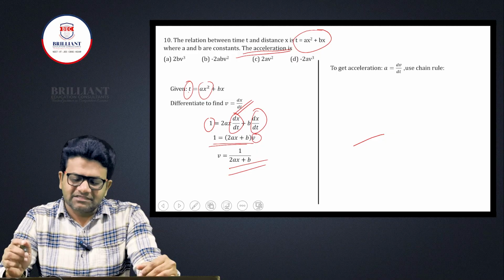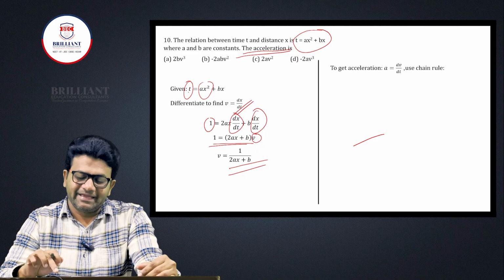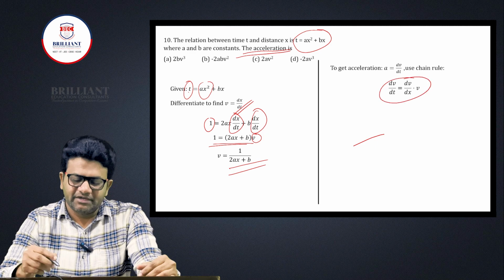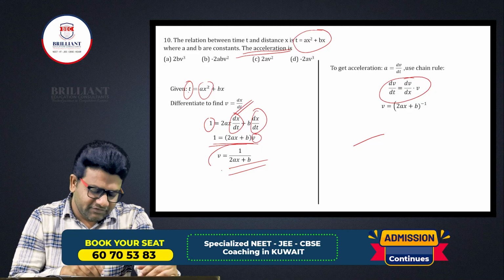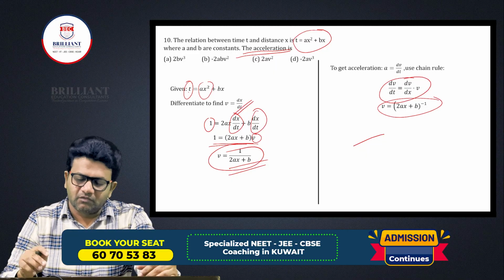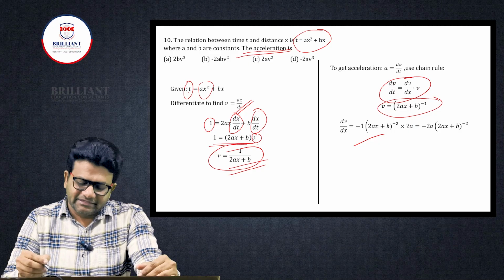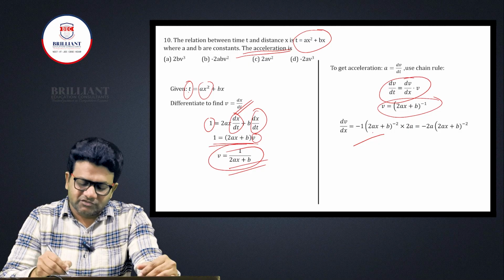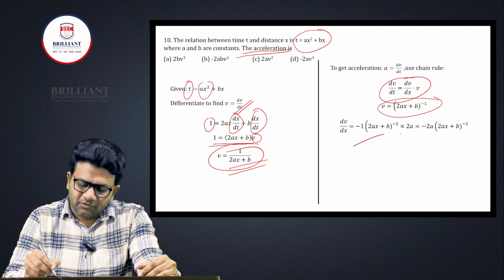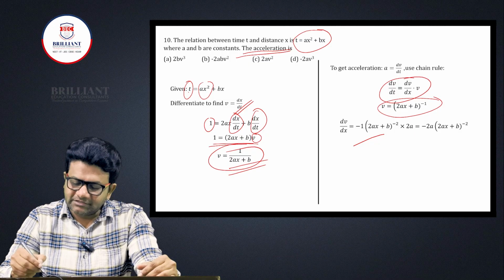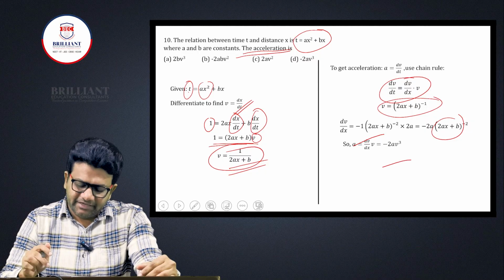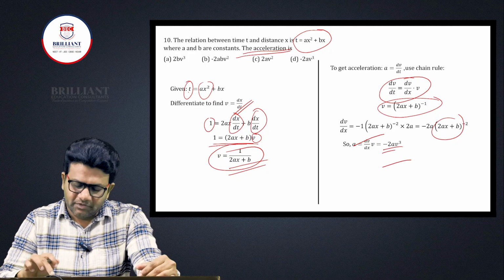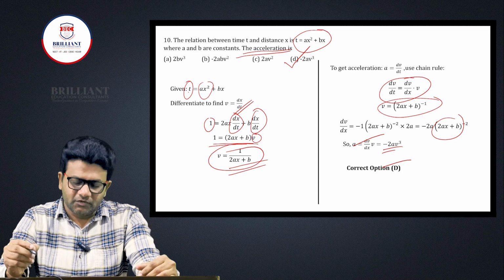Now to get acceleration, we know acceleration equals dv by dt. Again differentiating, using the chain rule, dv by dt equals dv by dx into dx by dt, which is v. We know that v is equal to 1 by (2ax plus b), that is (2ax plus b) raised to minus 1. So dv by dx is equal to n x raised to n minus 1, so minus 1 times (2ax plus b) raised to minus 2 into 2a, so minus 2a into (2ax plus b) to the minus 2. See, this is nothing but v square. Substituting there, we get minus 2a into v cube. So the correct answer is option D, minus 2a into v cube.